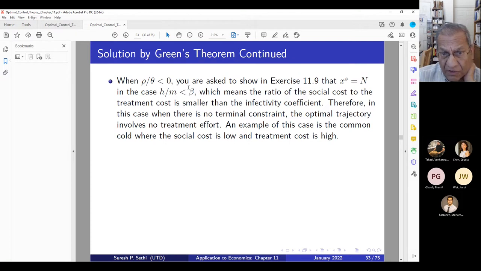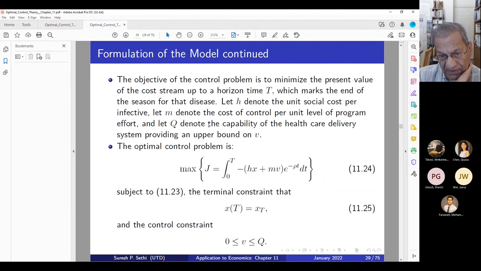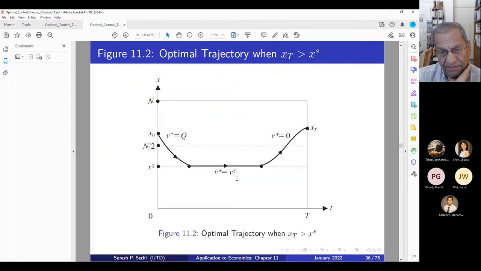This result doesn't give you more than what you can get intuitively. On the other hand, if rho by theta is less than zero, you're asked to exercise x equal to N, which means the ratio of social cost to treatment cost is smaller than the infectivity coefficient. Therefore, in this case, when there is no terminal constraint, the optimal trajectory involves no treatment effort. Now, if there's a terminal constraint, then you do nothing, but at some point you have to come to XT, because the thing is N now, right? Wherever you are, you do nothing, but at some point you have to cure enough people to get to XT. So you have to use some program effort to get to XT, but that's only because we impose the terminal constraint.